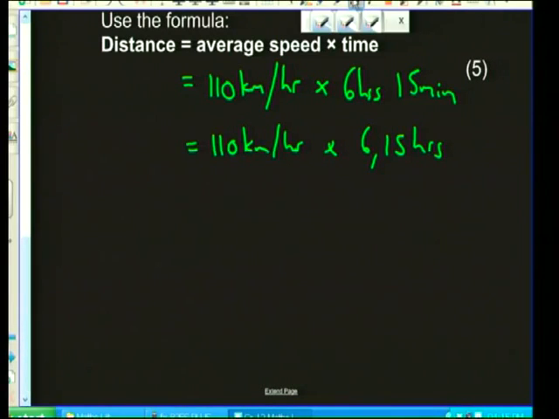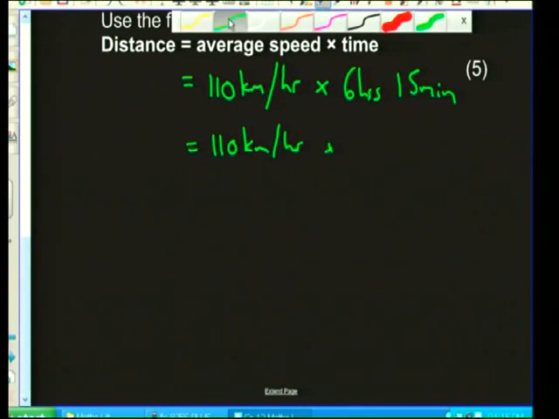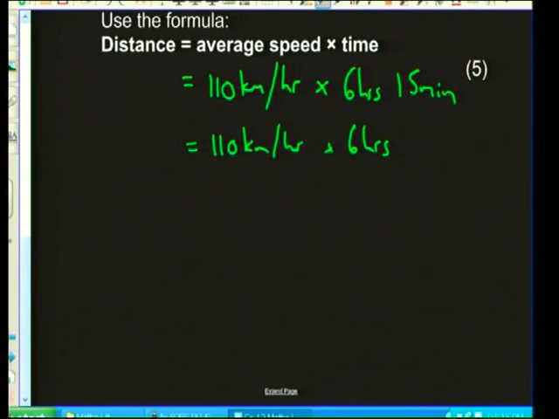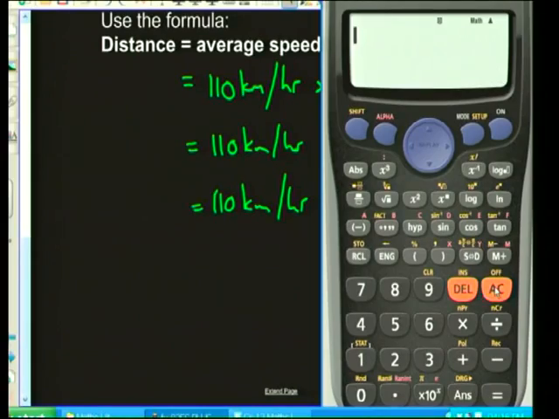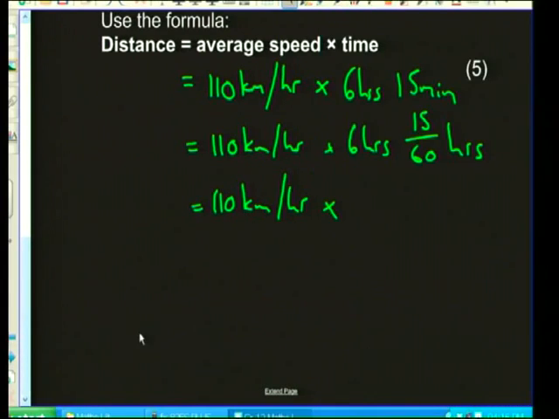Let's have a look at how else we could write this. We could actually say that this is the same thing as saying 6 hours. Now, how do we change minutes to hours? It's going to be 15 over 60 hours. So it's now 110 kilometers per hour multiplied. What's 15 divided by 60? Let's get our calculator out. And we're going to say, Mr. Calculator, what is 15 divided by 60? And we get an answer of 1 over 4 or 0.25.